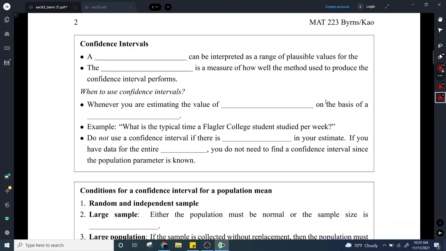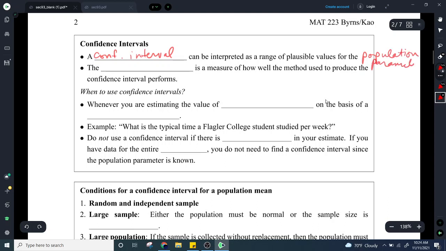So let's see what they want here. Confidence interval, I think is what they're looking for. A confidence interval can be interpreted as a range of plausible values for the population parameter. And in this case, the population parameter we're going to estimate is the mean.